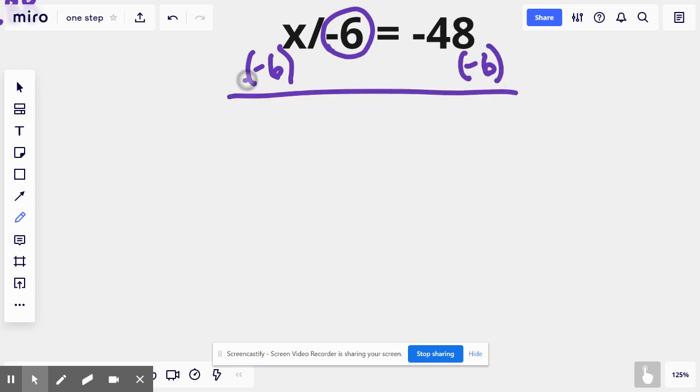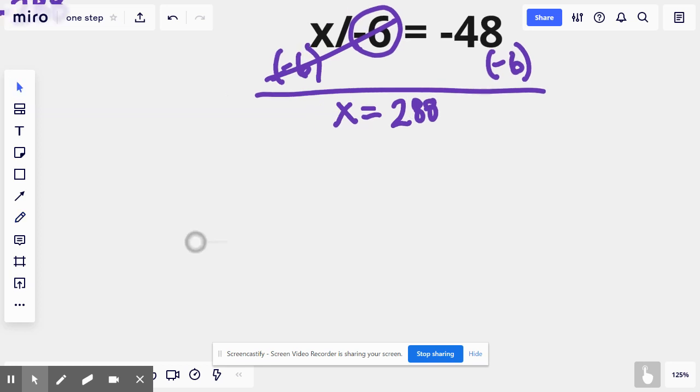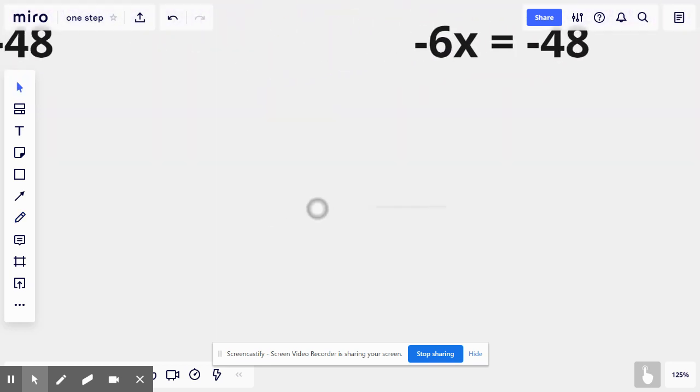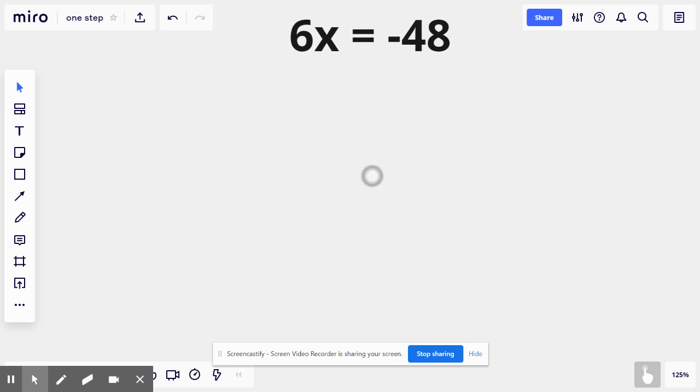And simplify this out. Those are going to cancel. X equals, a negative times a negative is a positive 288. Okay. Great, so let's go over and find some multiplication problems.